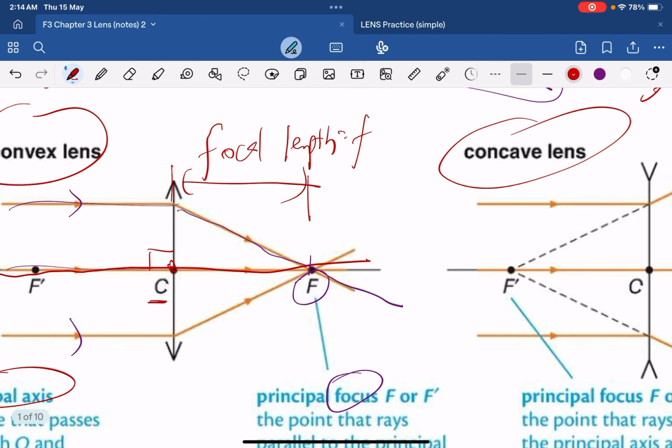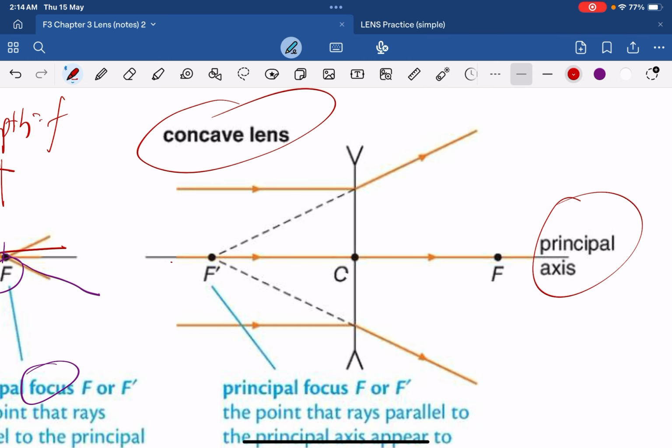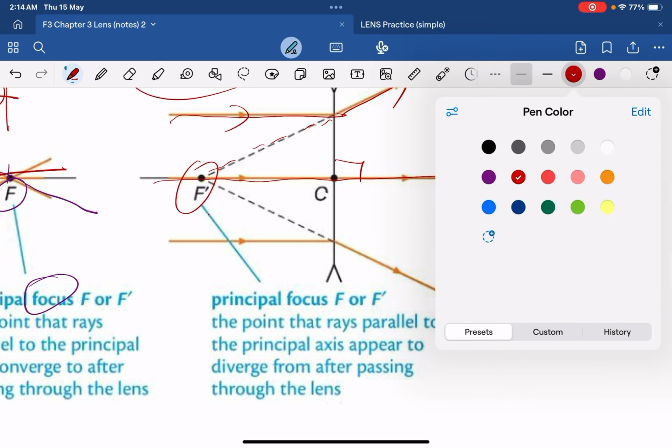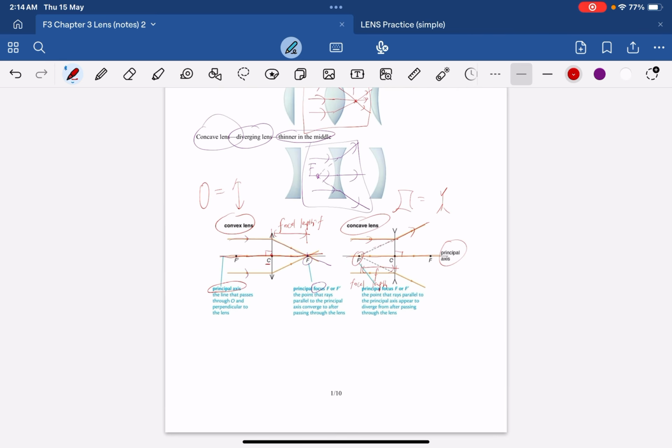Okay. Similarly, for concave lens, we also have a principal axis that cuts through the center of the lens and is also perpendicular to the lens. If the light ray is parallel to the principal axis, it will diverge from a point here, which is called focus. And similarly, the distance between focus and lens is the focal length, small f. The symbol is small f. Okay, that is the basics for concave lens and convex lens.